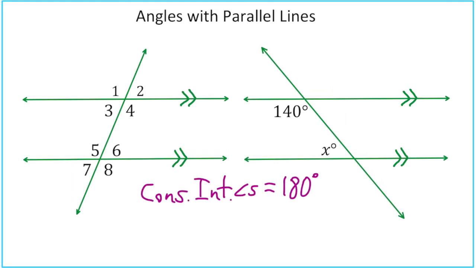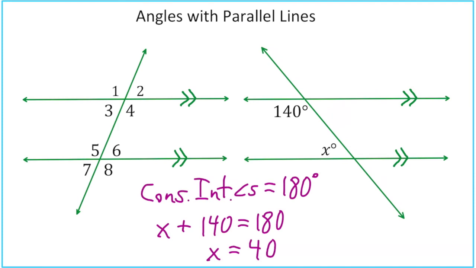The next step is to go ahead and write our equation, which in this case is x plus 140 equals 180. This is why I like to identify the justification as consecutive interior angles equal 180 degrees instead of simply writing consecutive interior angles. Finally, we would subtract 140 from both sides and get x equals 40.